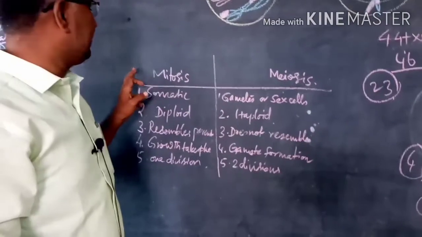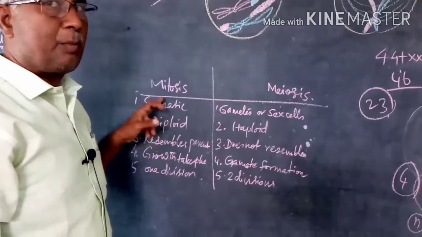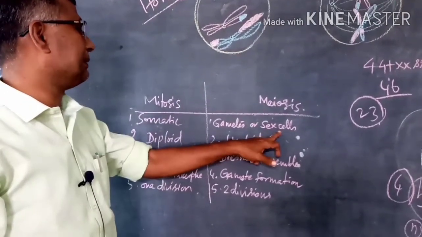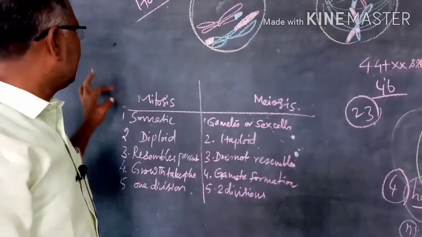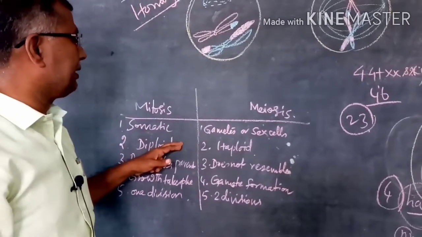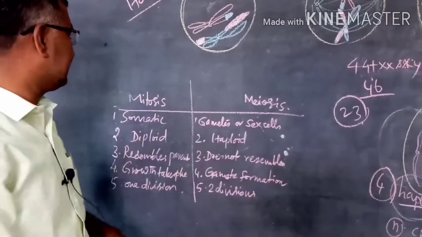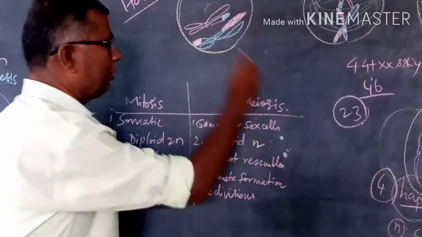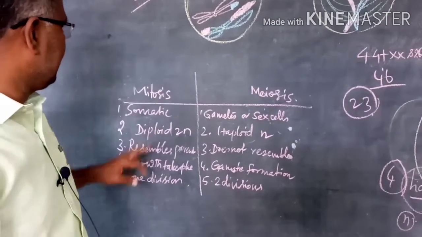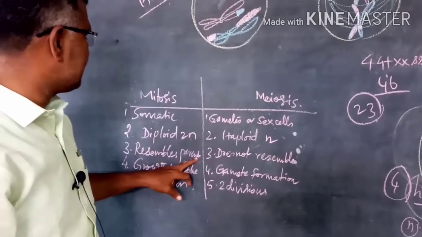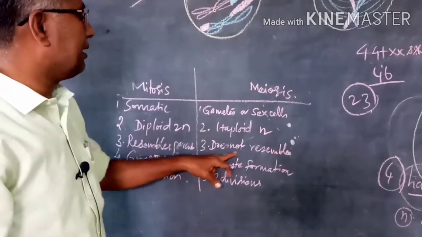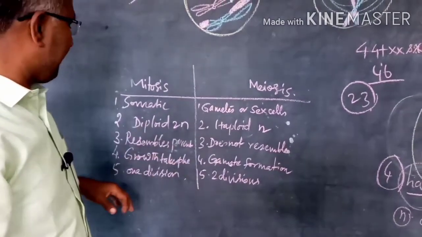What are the differences between mitosis and meiosis? Mitosis takes place in the somatic cells only, meaning body cells. Understand? But meiosis takes place in gametes or sex cells, gonad cells. In mitosis the resulting cell is diploid, but in meiosis it is haploid, that is 2 sets of chromosomes versus only 1 set. In mitotic cell division the daughter cells resemble the parent, but in meiotic division the daughter cells do not resemble their parents.